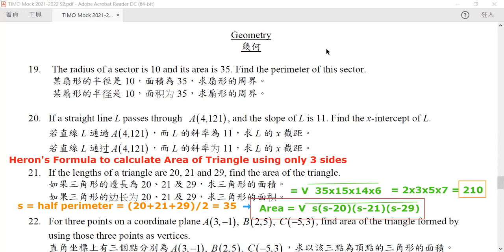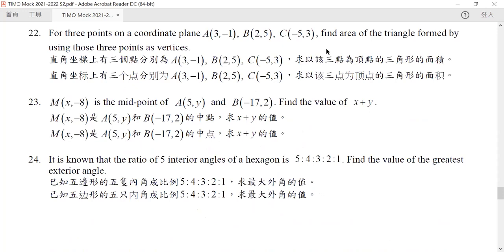Okay, so let's look at our question 22. For 3 points in the coordinate plane, find the area of a triangle formed by using these 3 points as vertices. Whenever we see this kind of question, there are actually formulas for computing the area from 3 points. But I will not give you the formulas here. If you are studying general mathematics, you may refer back to the notes for the formulas. It is not that I don't want to tell you how to do this, but the formula is not that useful indeed.